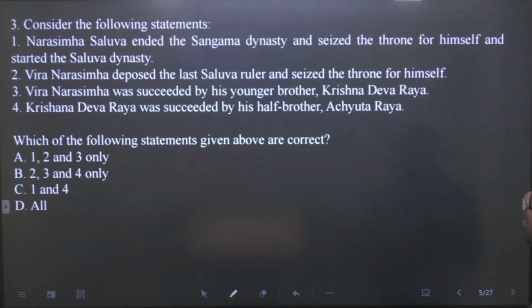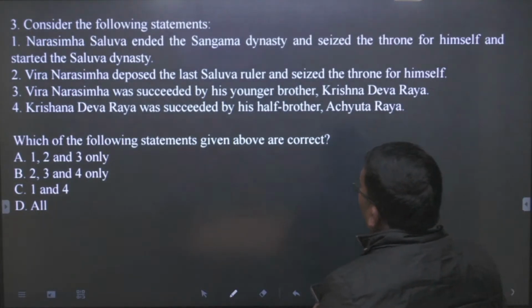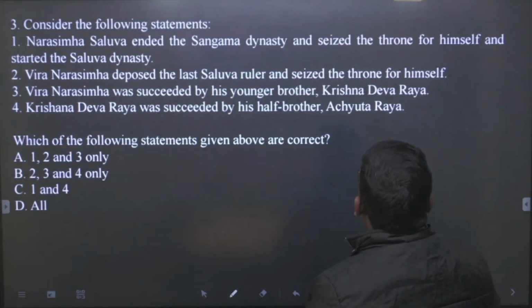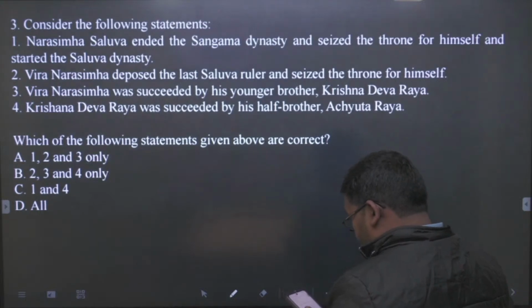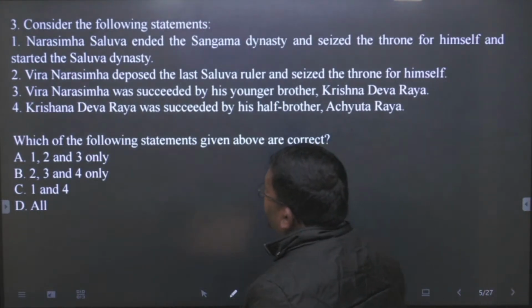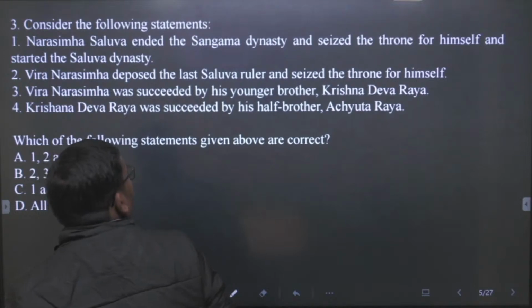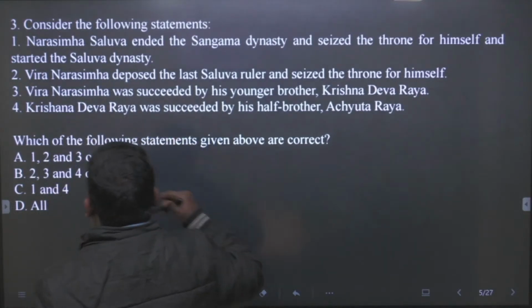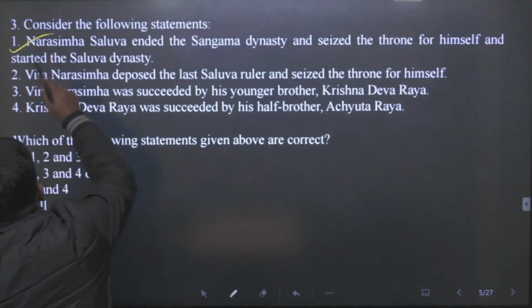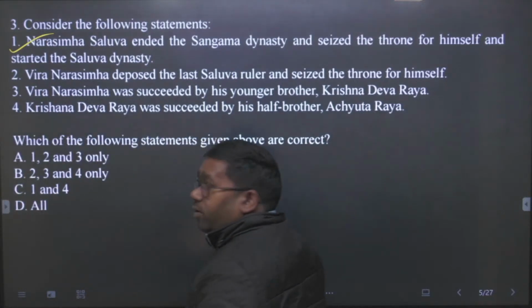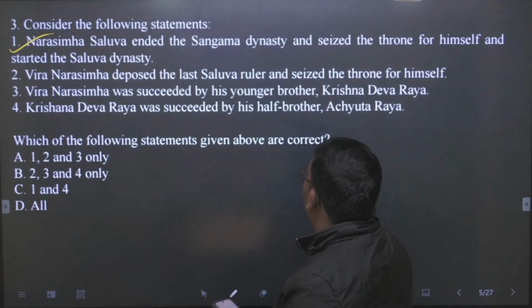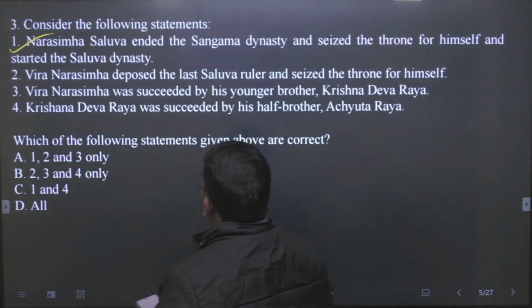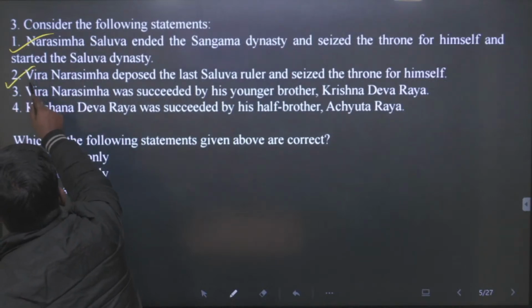Let us see question 2. Consider the following statements. Narasimha Saluva ended the Sangama dynasty and seized the throne for himself and started the Saluva dynasty. Okay, it is true. Narasimha Saluva is the one who ended the Sangama dynasty, seized the throne for himself, and started the Saluva dynasty. So statement 1 is true. Okay. Veera Narasimha deposed the last Saluva ruler and seized the throne for himself. It is also true.